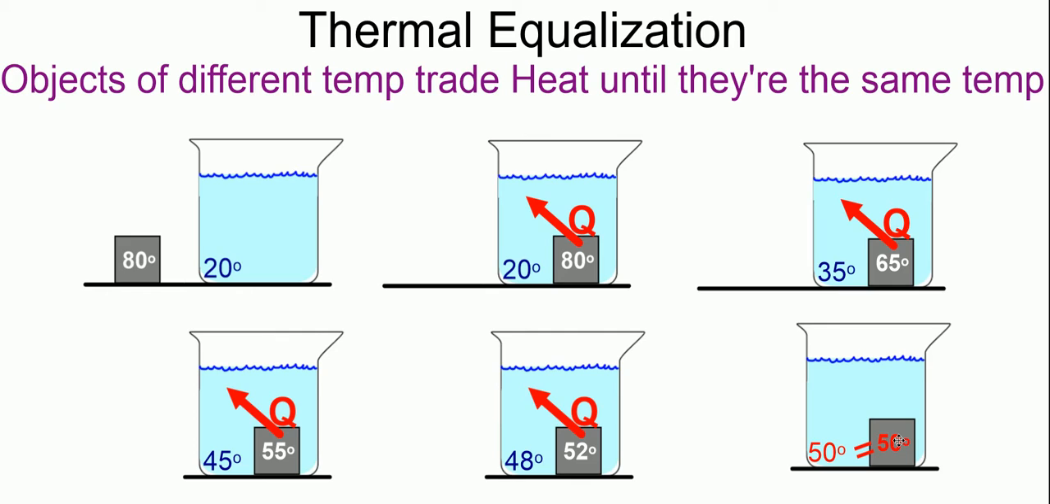But finally, when we get down here, more flows out. We reach 50 and 50. No more heat will flow, will it? Because heat flows from warm to cool, but if the temperatures are the same, there's going to be no heat flow. This whole process is called thermal equalization, where the temperatures come together.